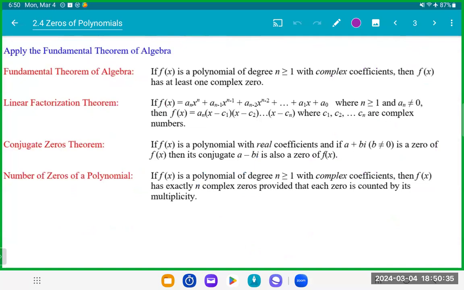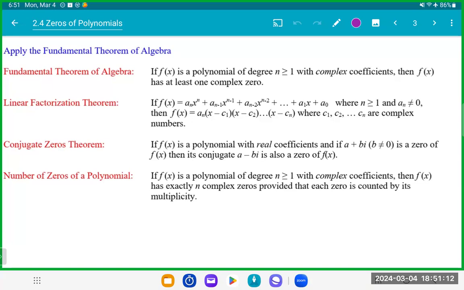All right, so a couple of theorems just to put here in the notes for you so you don't have to dig through the textbook. The fundamental theorem of algebra basically says that if we have a polynomial of degree greater than or equal to 1 and it has complex coefficients, then the function itself has at least one complex zero. And remember, we often use complex interchangeably for imaginary numbers or complex numbers.